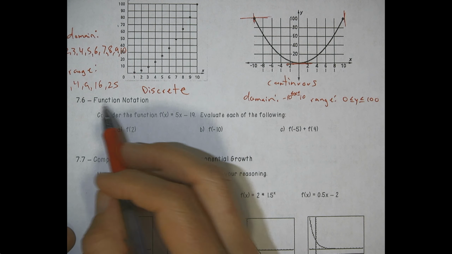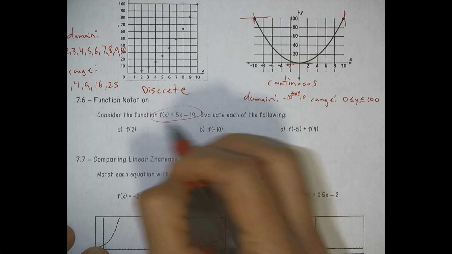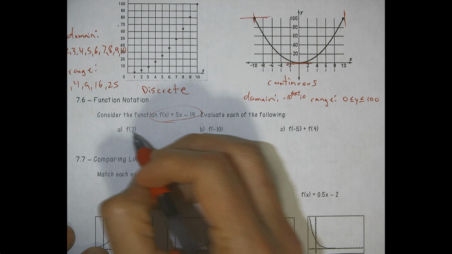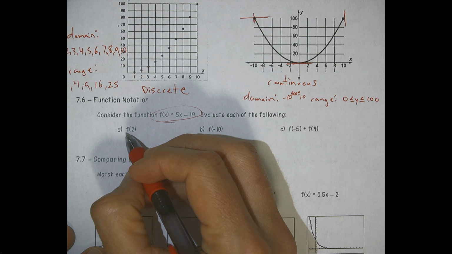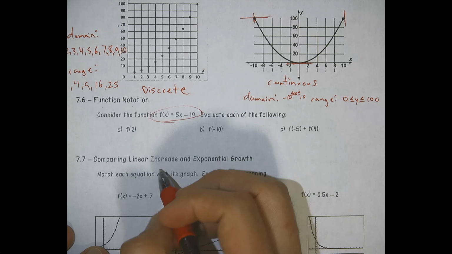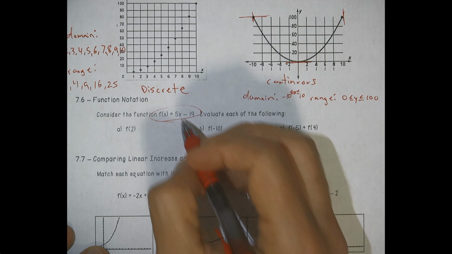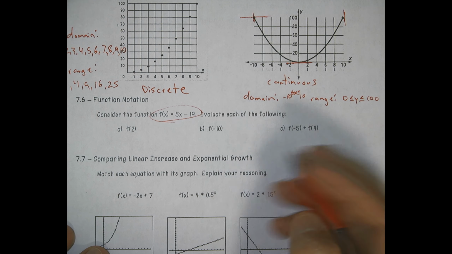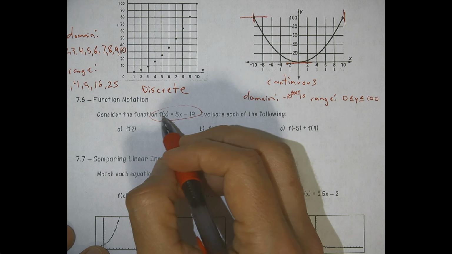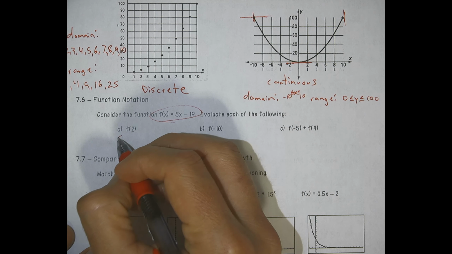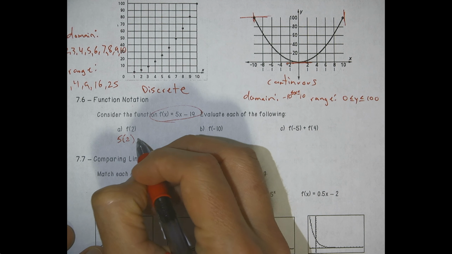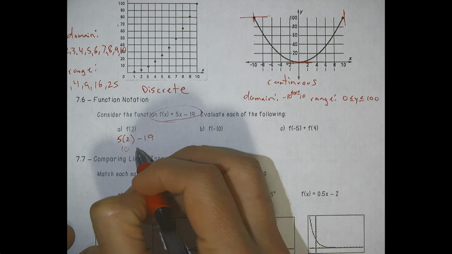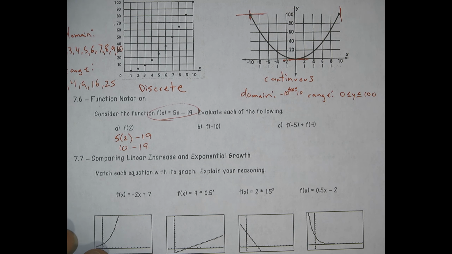7.6 now, function notation. So here's our function. We're going to evaluate based on what's given to us here. So we have f of 2, we're going to plug 2 in for x. F of negative 10, we're going to plug negative 10 in. And then here we have two separate problems to solve, and then we're going to add them together at the end. So f of 2 means plug 2 in for x. That's all it means. And so we're going to have 10 minus 19.